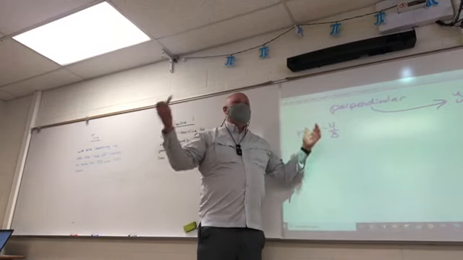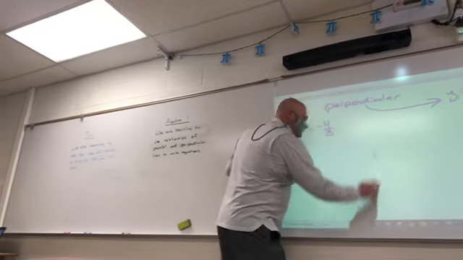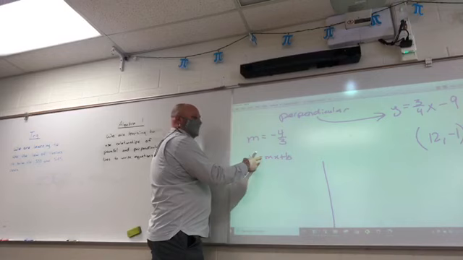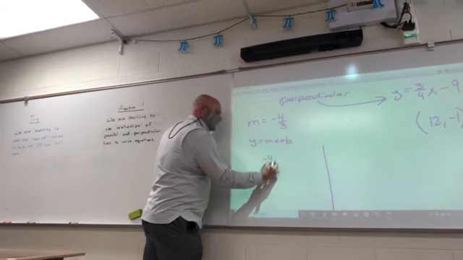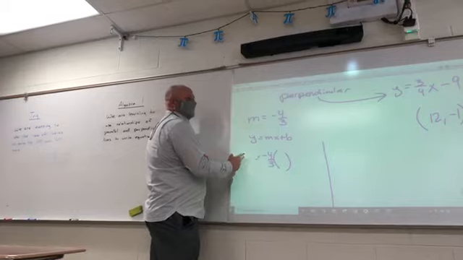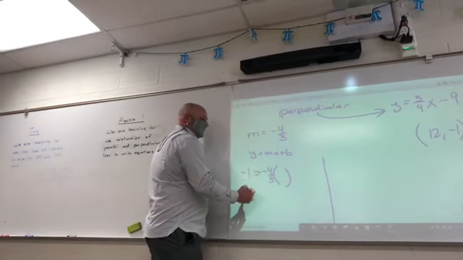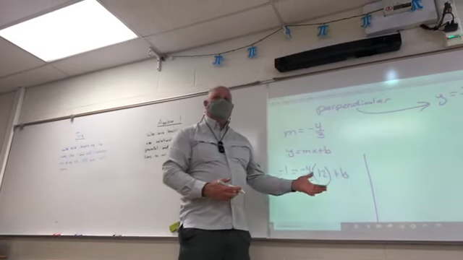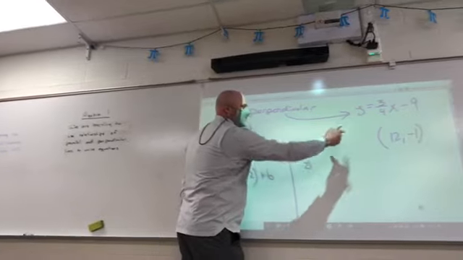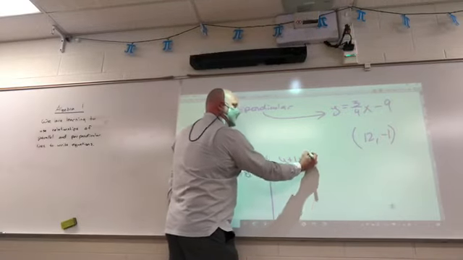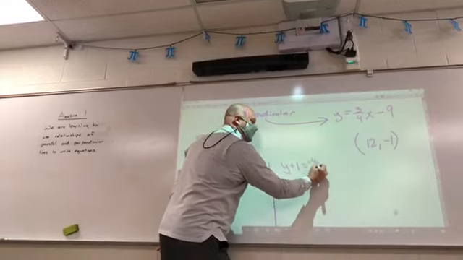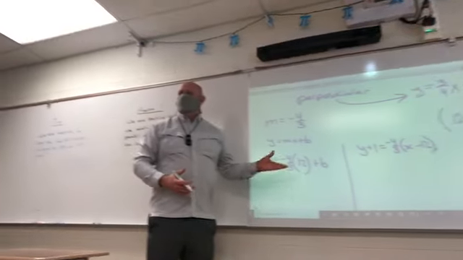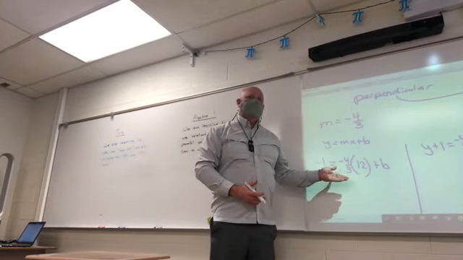Yes? Now you do it however you want. If you want to use y equals mx plus b, you plug in the slope, and you plug in the x and the y, so the y was negative 1, the x was 12, and you solve it for b. Or you use point slope form, where you'd say y minus the y, which would be plus 1, equals my slope, negative 4/3, times x minus the x. It doesn't matter which of the two methods you use. You have that personal choice.